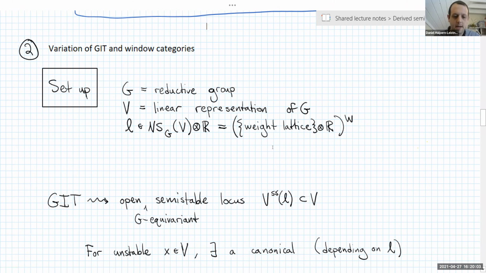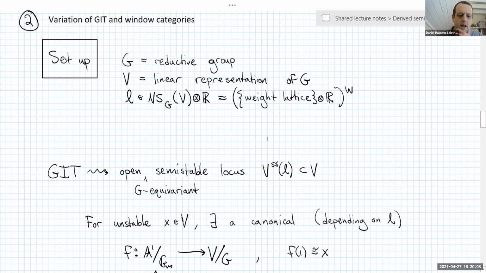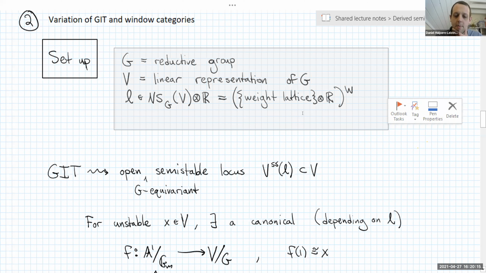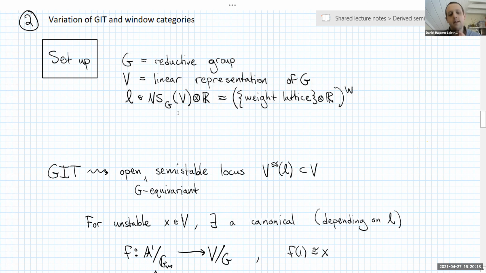So I'm going to go back a little bit. There's a group of ideas that I've been developing for a while, so let me just fix the setup. G will be a reductive group, V will be a linear representation, and L will be something in the equivariant Néron-Severi group of V tensor R. That's just a fancy way of saying I take the weight lattice of the group, tensor with R, and take the W-invariant piece. There aren't that many line bundles on a linear representation. So anyway, this is going to be our GIT parameter.